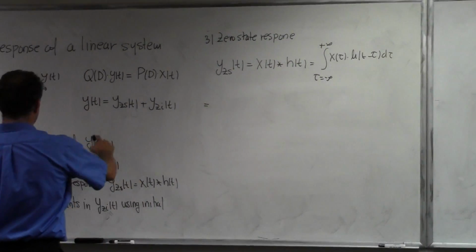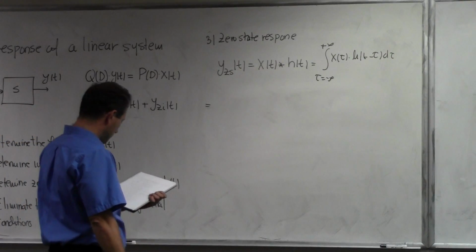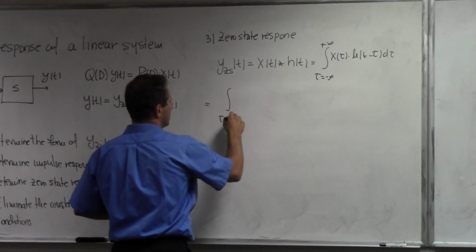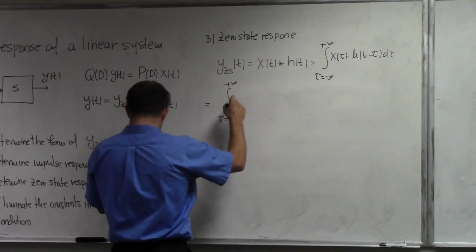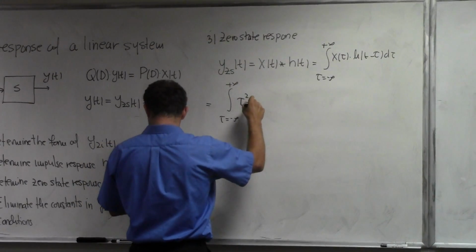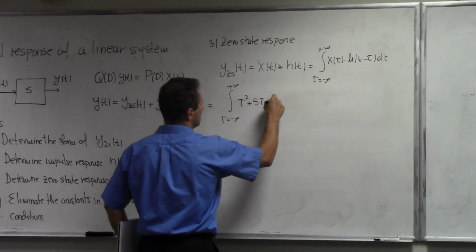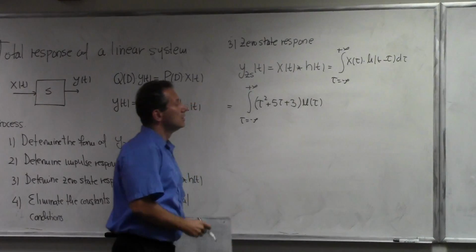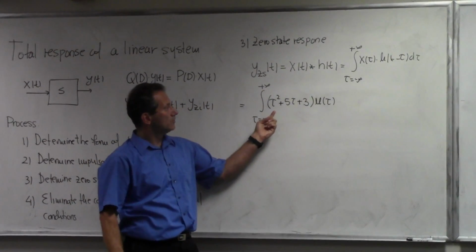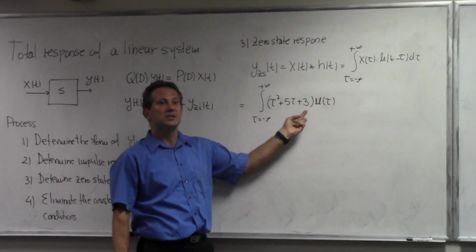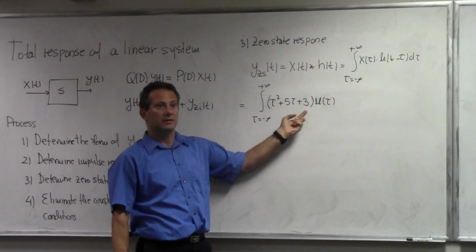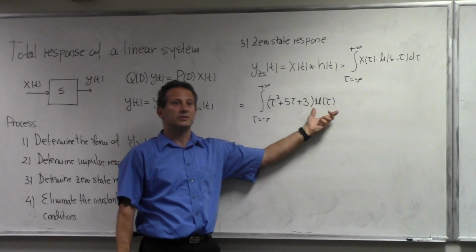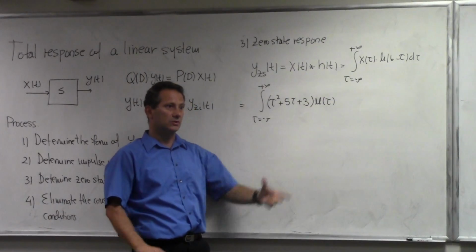X of t is given, or was given, and now erased. So it was the integral when tau goes from minus infinity to plus infinity, and then I have tau squared plus 5 tau plus 3, and it's important to put u of tau. Why is it important? Because we have to make sure that we interpret this correctly. This x didn't exist before 0. So this is the function, but only for positive taus, so that needs to be put into the integral.